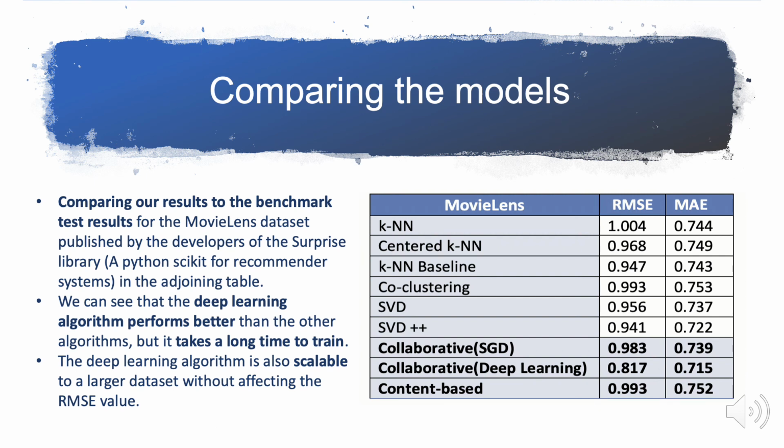This is a comparison of the three of our algorithms with a bunch of other benchmark algorithms trained on MovieLens data. We can see that our deep learning collaborative approach model has the best RMSE value of 0.817. We can see that the deep learning algorithms perform better than the original algorithms, but it takes a long time to train, and the deep learning algorithm is also scalable to a larger data set without greatly affecting the RMSE value.